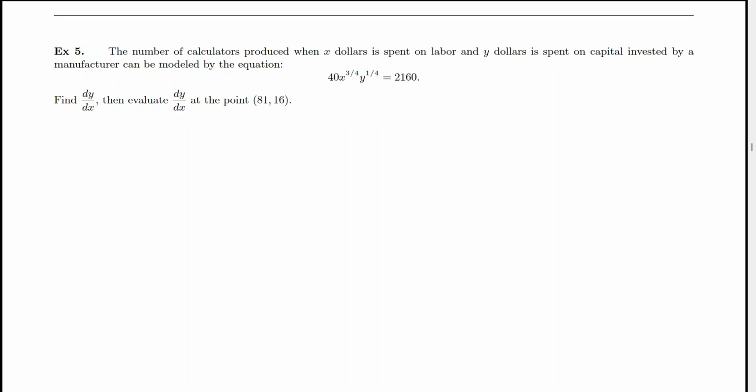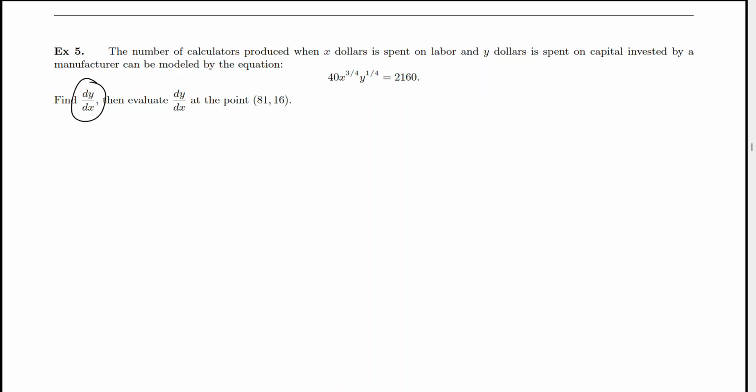Lastly, in this section, we have to work on an application problem. This is a business application that says the number of calculators produced when X dollars is spent on labor and Y dollars is spent on capital invested by a manufacturer can be modeled by the equation. And the equation is written in the middle of the page, 40 times X to the power of 3/4 times Y to the power of 1/4 equals 2,160.